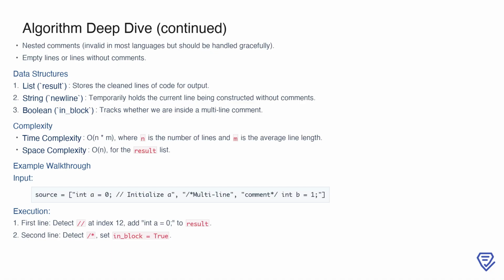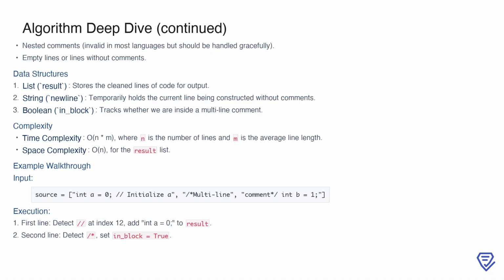performing unnecessary operations. However, we must handle tricky edge cases, such as lines that contain both // and /*, as well as nested comments, which are invalid in most programming languages but should still be processed gracefully without breaking the code. Lines that are empty or contain no comments must also be managed appropriately to ensure the output is correct. To achieve all this, the algorithm relies on three critical data structures: the result list for storing the clean code, the newLine string for building individual lines, and the in_block boolean for tracking multi-line comments.